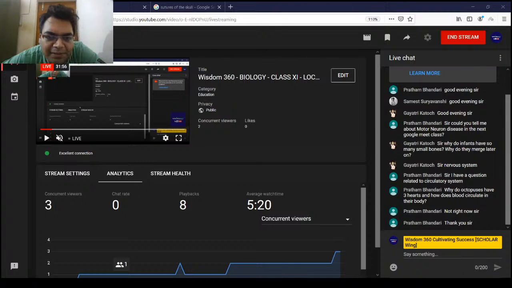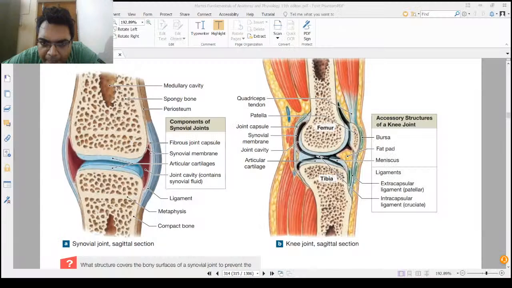I'll just share the image with you. You will be able to see the synovial joint in detail. Can you see the image now? I've just shared it. Okay, Pratham. Now Gayatri and Pratham, can you see the image properly? Is it visible properly, or do I need to zoom in more? Okay, good.